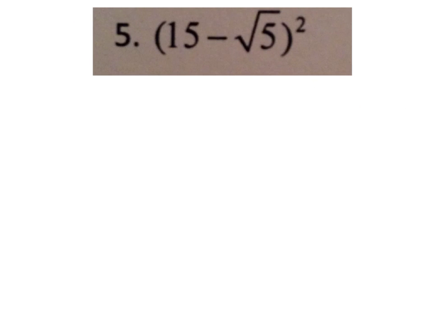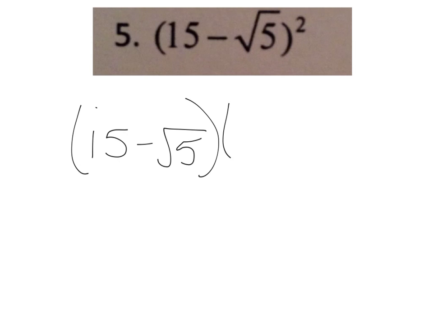On 5, this one we talked about last class. Be very careful when you get to a problem like this that you don't make this silly mistake of trying to distribute that exponent in. You can't distribute that exponent in. 15 minus the square root of 5 squared means I have 15 minus the square root of 5 times 15 minus the square root of 5.